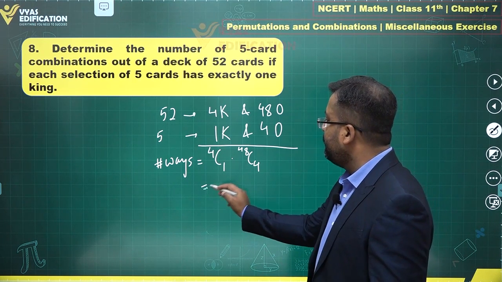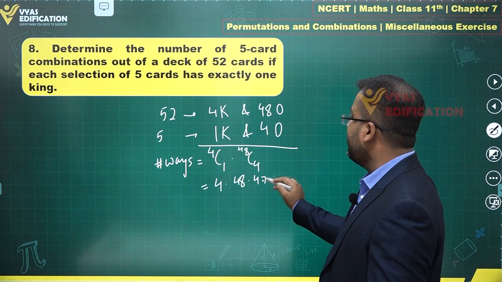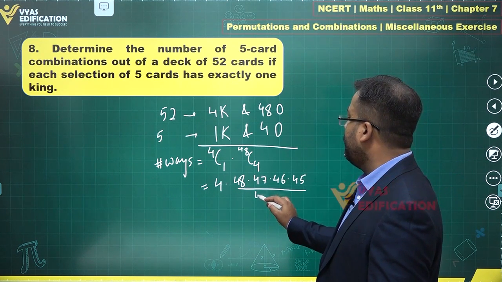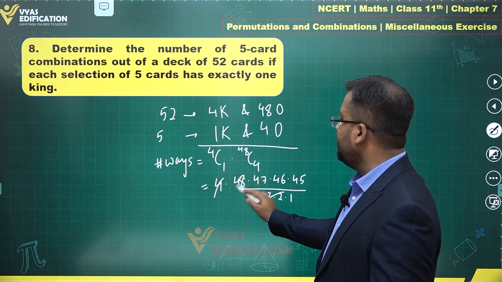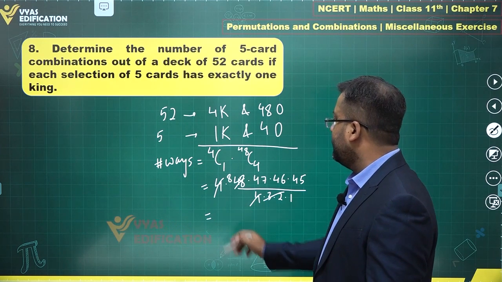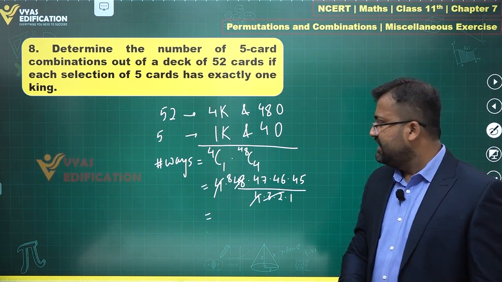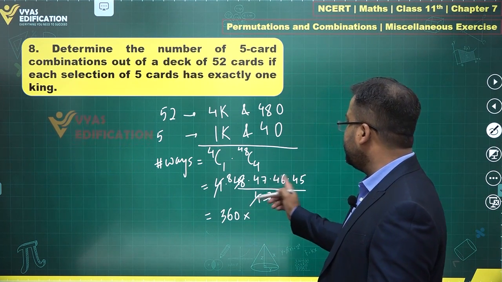How do we calculate? 48C4 will be 48, 47, 46, 45 over 4, 3, 2, 1. 4 goes over here. 3 times 2 is 6 times 8 is what I get. 8 times 45 can be calculated easily. This is 90 times 4, which is 360. And 46 times 47.